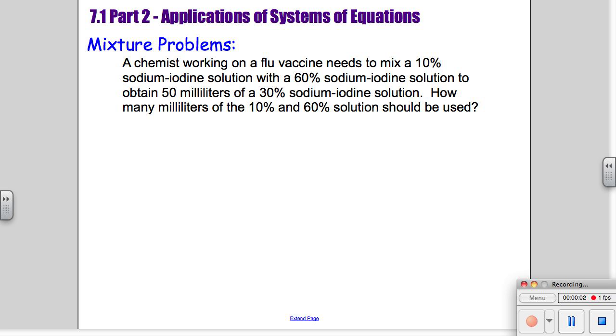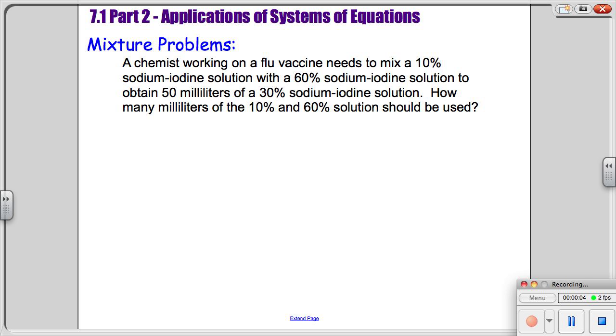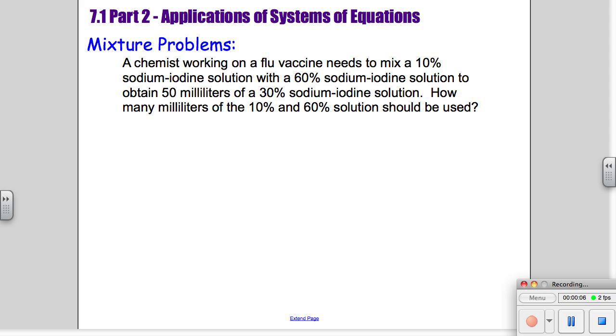This video is over section 7.1 and it's part 2 of solving systems of linear equations, and it's going to be applications of those systems. Now remember that we're dealing with systems of equations that have two unknowns, and so in order to answer these questions we're going to need to have two equations.